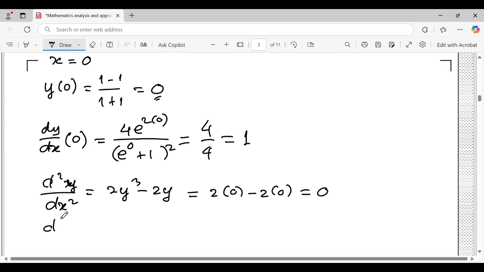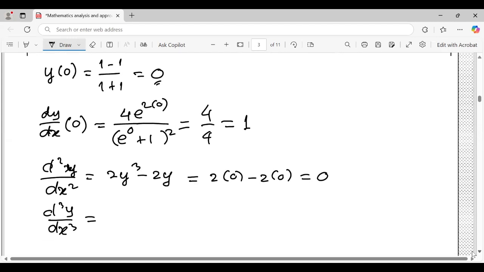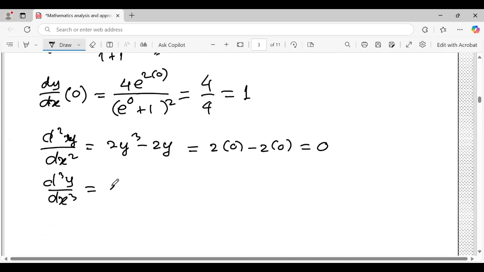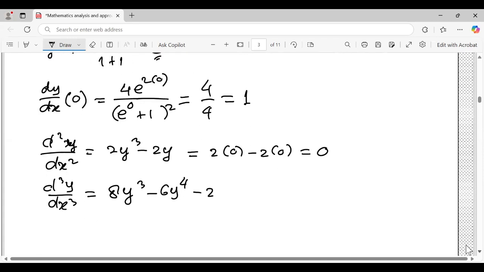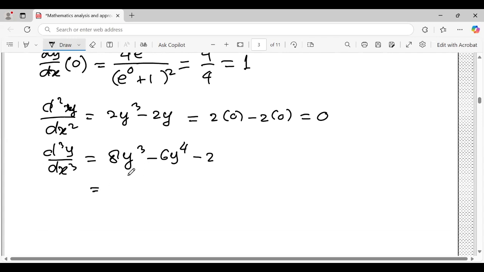And the third derivative is 8y squared minus 6y to the power 4 minus 2. If y is 0, it equals 0 according to this information. So substitute into this: the third derivative becomes 8 times 0 minus 6 times 0 minus 2, equal to minus 2.